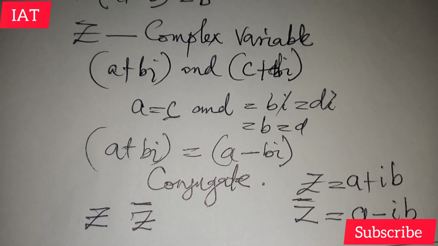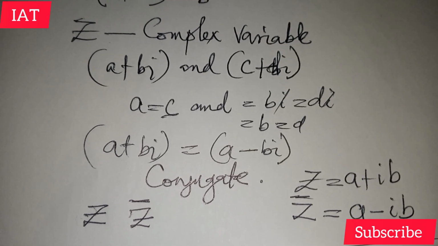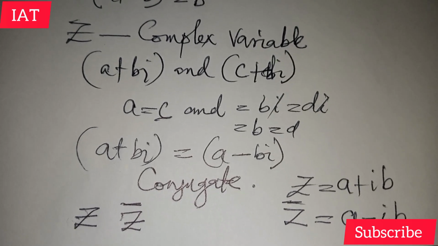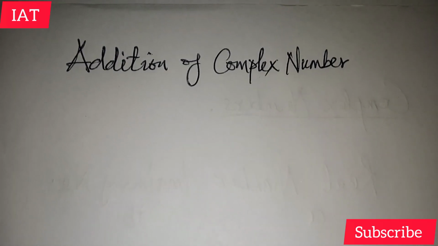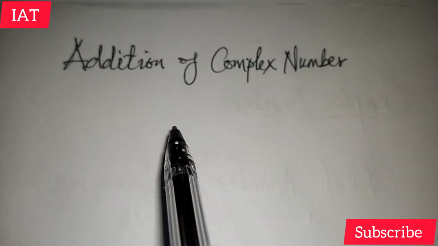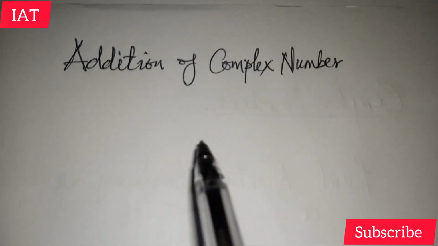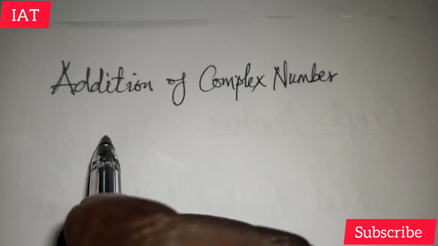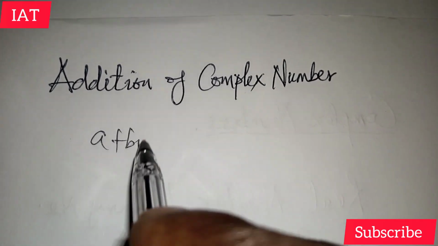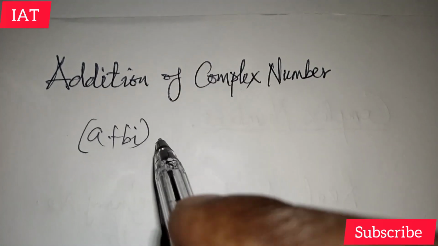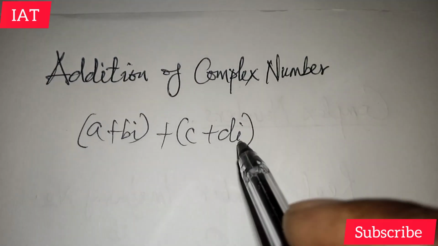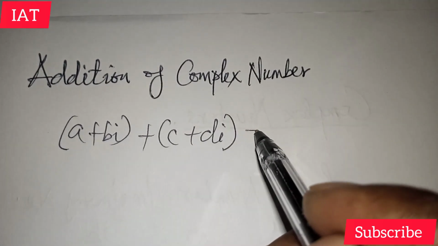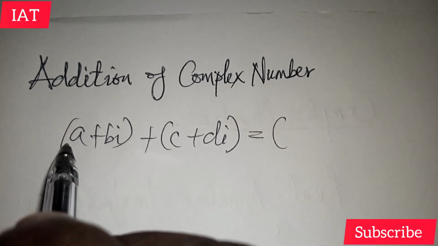So the next phase we want to talk about now is the addition, subtraction, division, and multiplication of complex numbers. To add two complex numbers, we add each element separately. For example, if I have a plus bi plus c plus di, this expression can be evaluated to give a plus c.